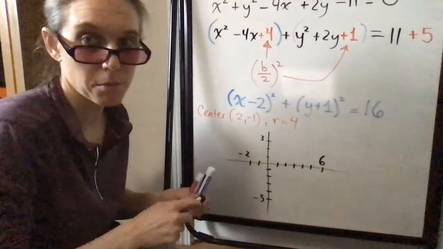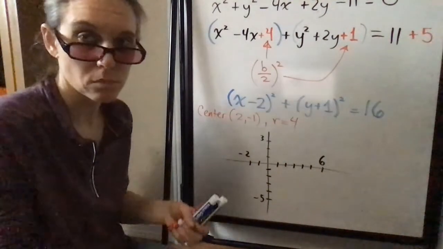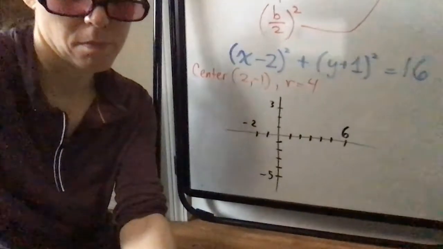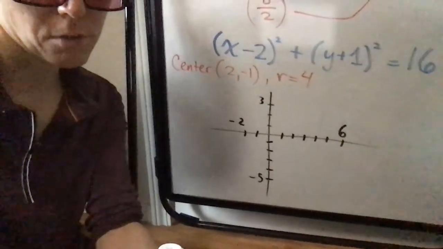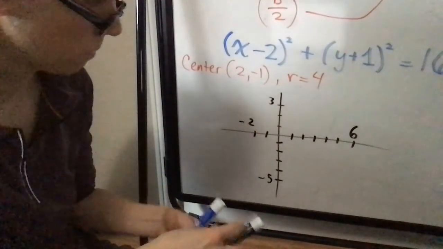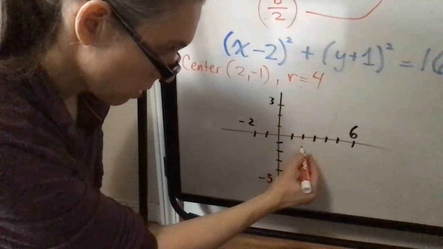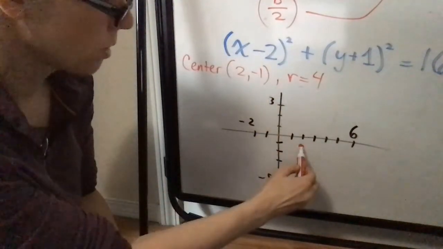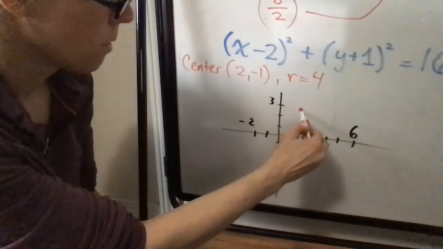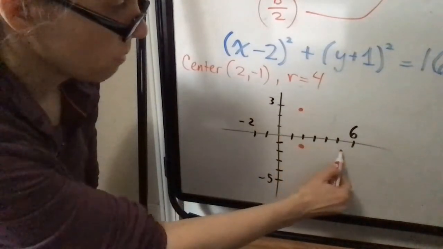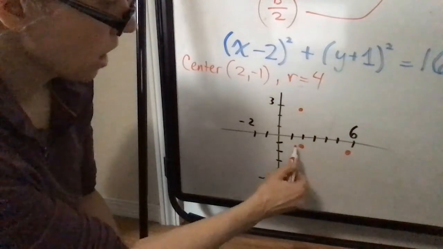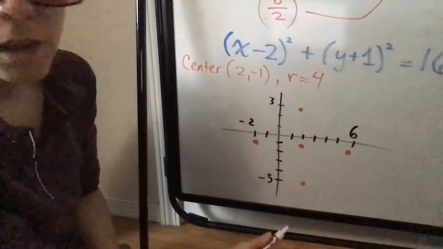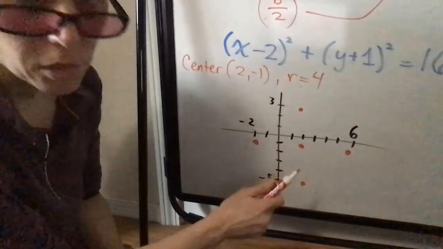Okay, so the center of my circle, so let me zoom in here so you can see this really well. The center of my circle is at 2, negative 1. So 2, negative 1 is right here. And then the radius is 4, so I need to go up 4, to the right 4, to the left 4, and down 4. You use graph paper and the circle will look a lot nicer.